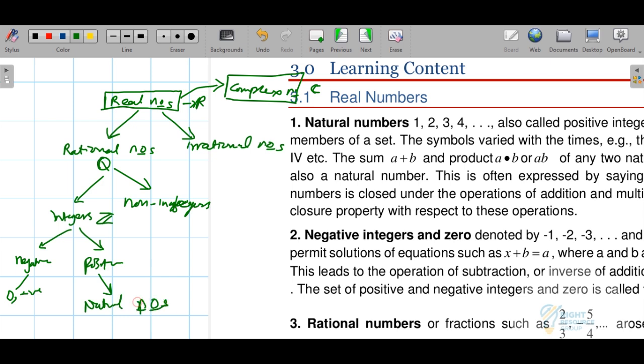Natural numbers are the counting numbers 1, 2, 3, and so on to n. It's an infinite set. So this is what we consider a family tree of numbers. From here you can understand that from natural numbers up, all of them are under the real numbers. So it means natural numbers are real numbers, integers are real numbers, rational numbers are real numbers, and irrational numbers are also real numbers.